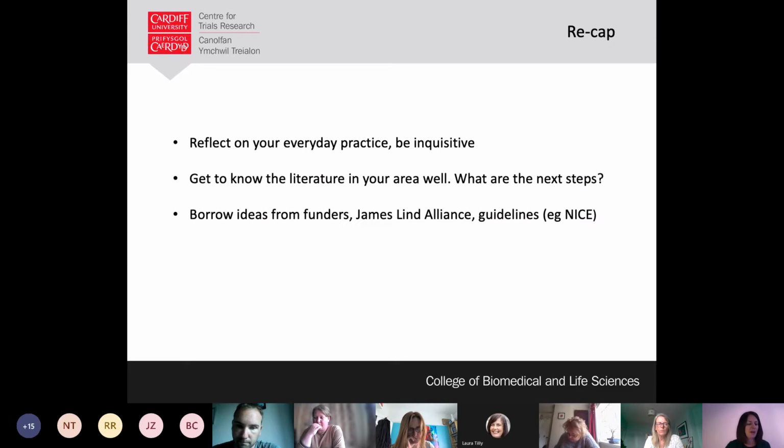So just to recap, coming up with your ideas, you can reflect on your everyday practice, be inquisitive. What questions do you have that you think haven't been answered? Get to know the literature well in your area. So what are the next steps to build on other people's work? And then you can borrow ideas from funders like the James Lind Alliance, or from guidelines. So for example, NICE guidelines often suggest what research still needs to be done.